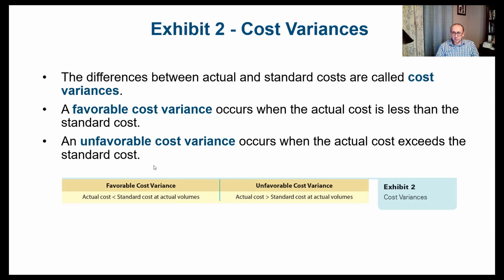So remember this formula. If the actual cost is less than the standard cost, then this is a favorable situation. We call it favorable cost variance. If the actual cost is greater than the standard cost at actual volume, then that's considered to be an unfavorable cost variance.